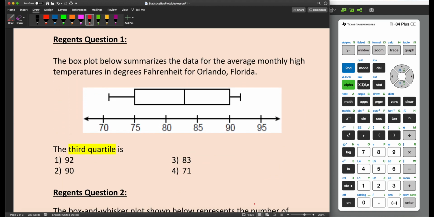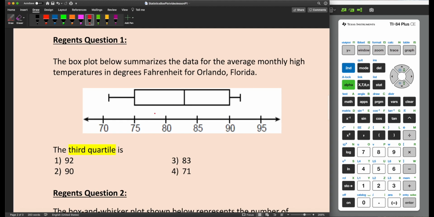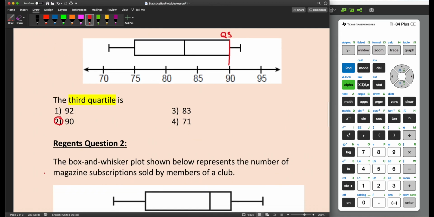Okay, here's the first Regents question. It's very specific, guys. It says the box plot below summarizes the data for the average monthly high temperatures in degrees Fahrenheit for Orlando, Florida. And they give you the box plot and they give you the number line of degrees Fahrenheit. It says the third quartile is, well, remember, the third quartile is right here, Q3. That's your third quartile. Go down and it hits at 90. So your answer is 90. Boom, you're done. No more work needs to be done. Nothing has to go in the calculator, and you move on to the next question on the Regents.